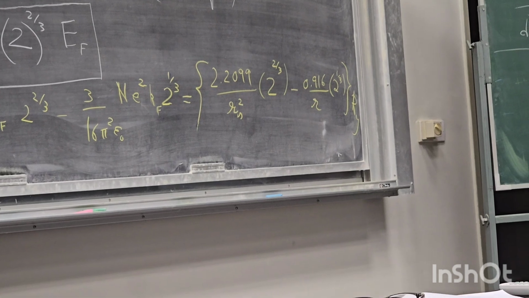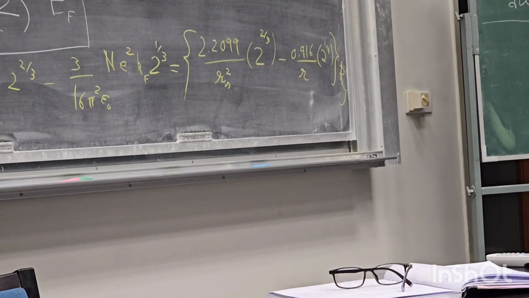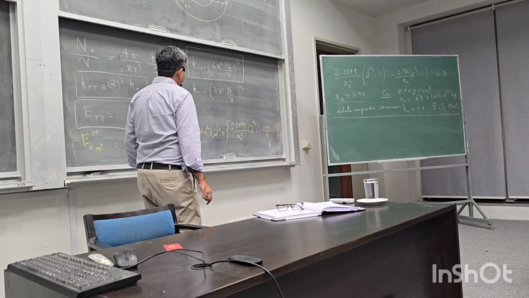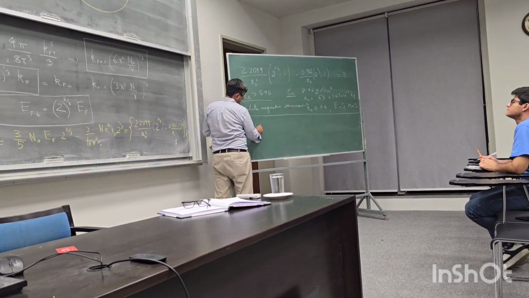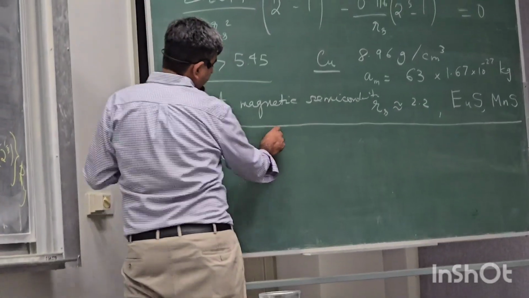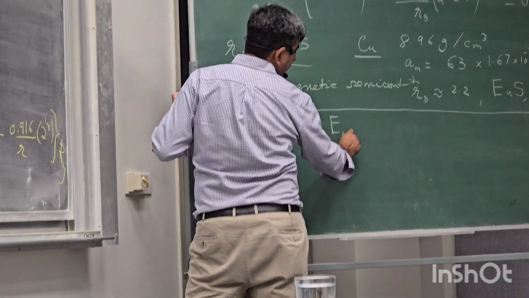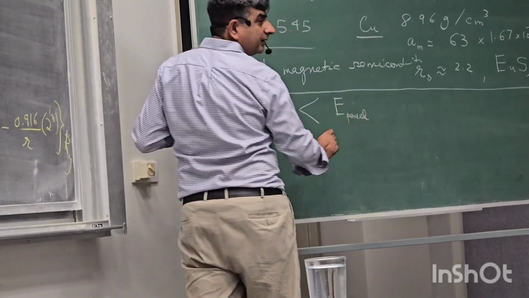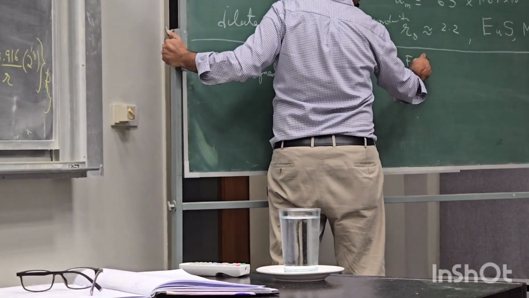क्यों? ज़्यादा भी हो सकती है, कम भी हो सकती है. All depends on the value of RS. देखो ना, अगर ये एनर्जी है, देखो E aligned must be smaller than E paired, ठीक है? For ferromagnetism.